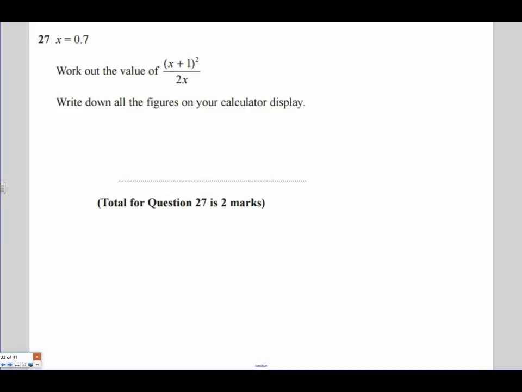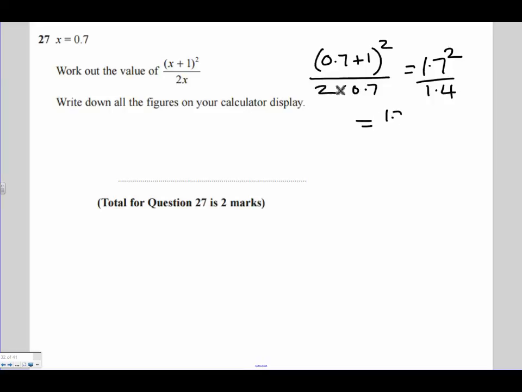Question 27. x equals 0.7. Work out the value of (x + 1) squared divided by 2x. Write down all the figures on your calculator display. So just replace the letter x for the number 0.7 and rewrite what you have. So (0.7 + 1) squared all over 2 times 0.7. And show the examiner what you're doing at each stage. So this becomes 1.7 squared divided by 1.4.